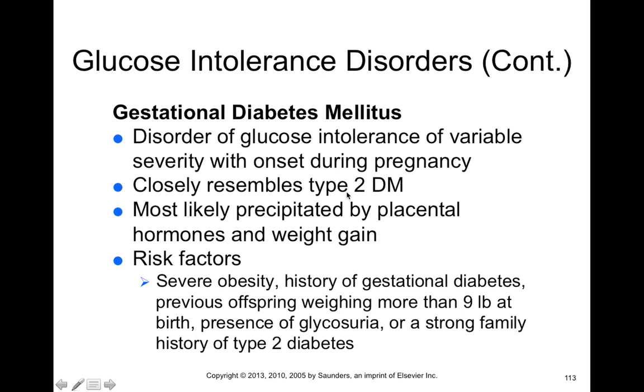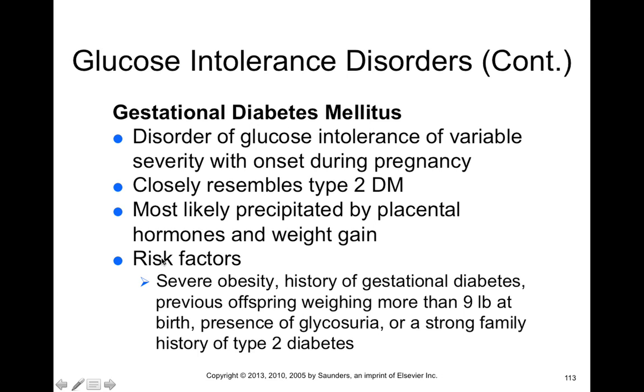Now, it closely resembles type 2 diabetes, and it's most likely precipitated by placental hormones and weight gain. It's believed that the placenta can release hormones that stimulate an increase in blood sugar in the pregnant mother. It's so weird, you guys, but basically the fetus is releasing hormones into the mother's bloodstream that cause the mother to release excessive amounts of glucose. Yeah. This can lead to weight gain.